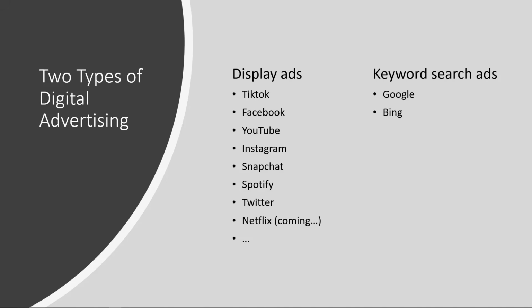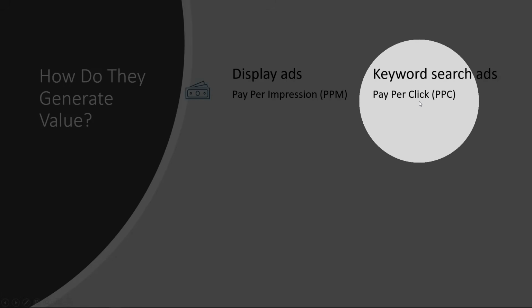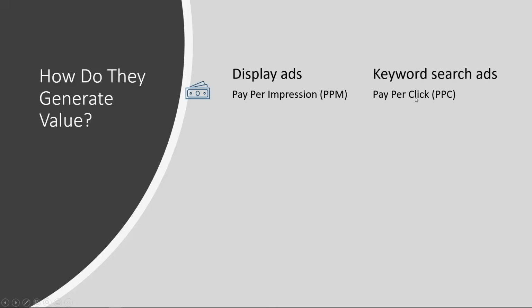The way these two types of advertising charge advertisers usually differ a little. For display ads, advertisers are usually charged on a pay per impression or PPM basis. So for example, the platform might charge the advertiser $1 for every 1,000 exposures. Every 1,000 times your ad appears on someone's screen, you pay $1 to the platform, such as Facebook. And keyword search advertising usually charges on a pay per click basis. That is, each time a user clicks through an ad, the advertiser has to pay the platform.